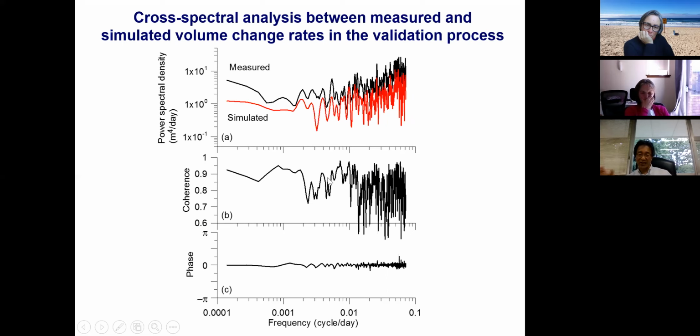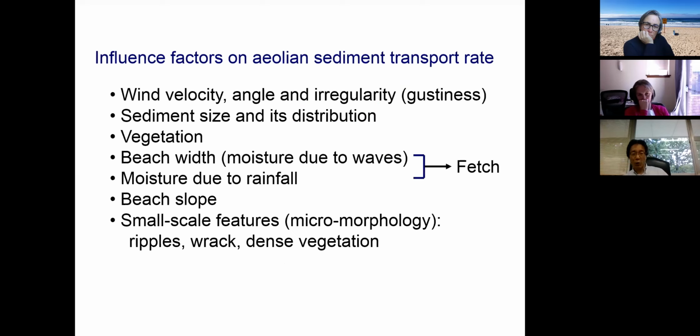So we think this is the reason the model could not reproduce the volume change rate induced by high frequency components, but could reproduce the cumulative volume change induced by the lower frequency components. And to investigate more the causes of the discrepancy between the measured and the simulated volume change rates, we listed the influence factors on the aeolian sediment transport rate.